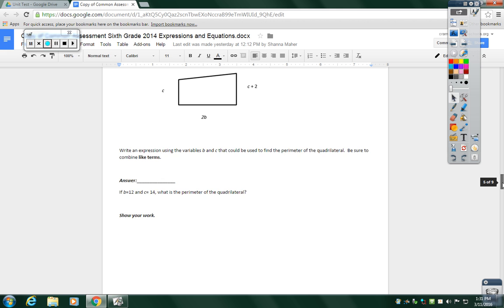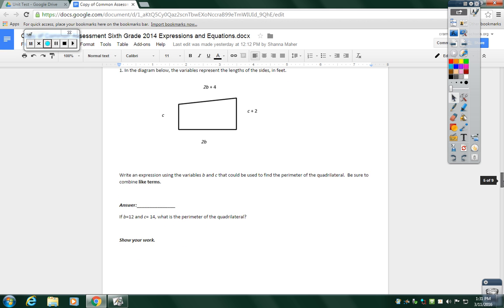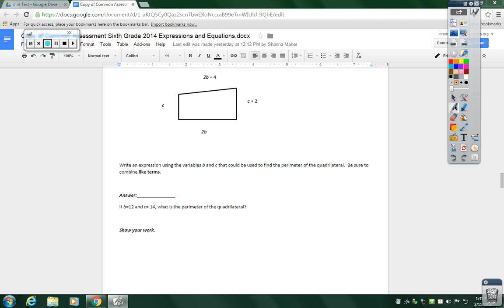So the first one, you had to find the perimeter of this shape. Well, perimeter is really just side plus side plus side plus side, okay? So I have to add all of these things together. So I would have taken 2b plus c plus 2b plus 4 plus c plus 2. That's a totally acceptable answer.